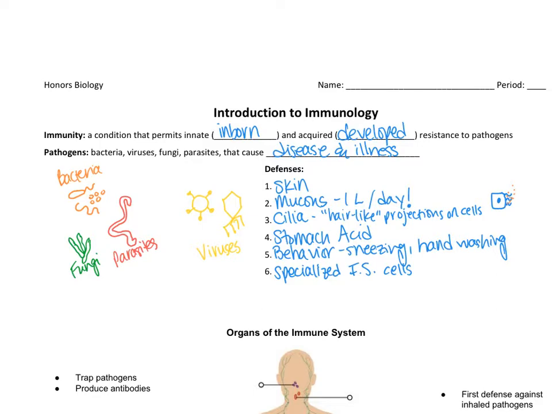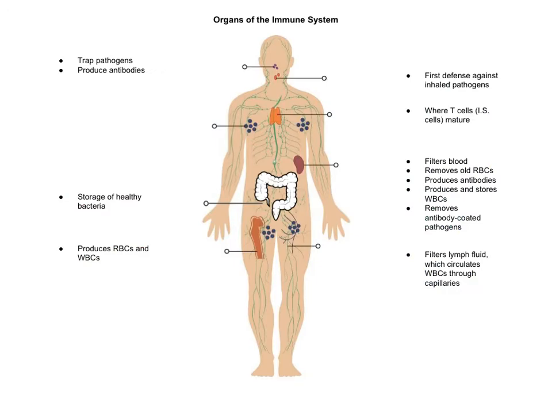Just to recap, you have a number of defenses that help protect your body from bacteria, fungi, parasites, and viruses. This includes skin, mucus, cilia, stomach acid, behavior, and your specialized immune system cells. Now let's learn about the organs of the immune system. You're probably familiar with some of these, but some of them may also be new.